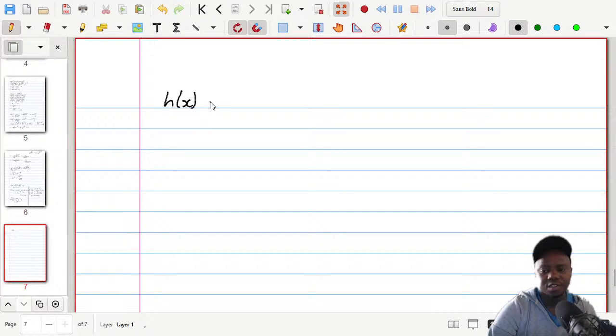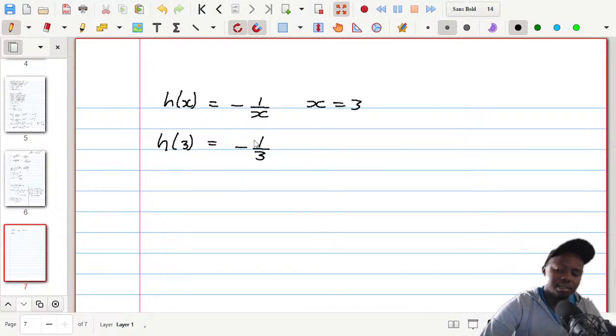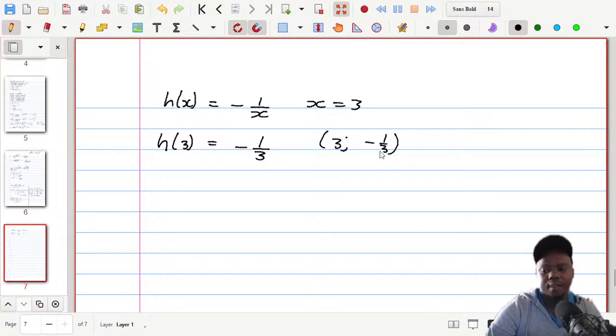h of x equals -1 over x, and we're looking where x equals 3. Let's first find y. We substitute x into the original equation to get y. Our y is -1 over 3. Brilliant. We've got the coordinates (3, -1/3). Now we need to find the gradient. First, we need to find the derivative.